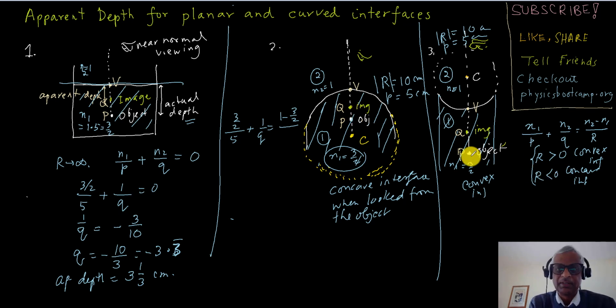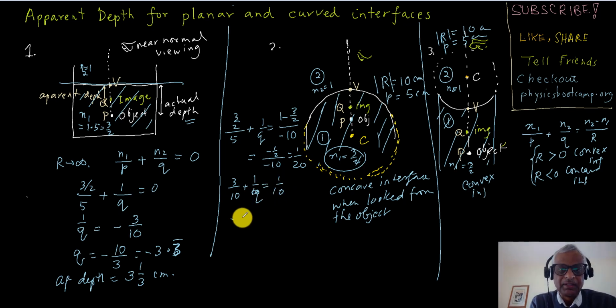Concave is going to be negative, so this is going to be minus 10. On the right side is minus 1/2 over minus 10, which is 1 over 20. And on the left side is 3 over 10 plus 1 over Q, 1 over 20, I mean. So if we make it 20 here, that becomes a 6. 1 over Q equals minus 5 over 20, 1 over 4. So Q equals 4 centimeters.